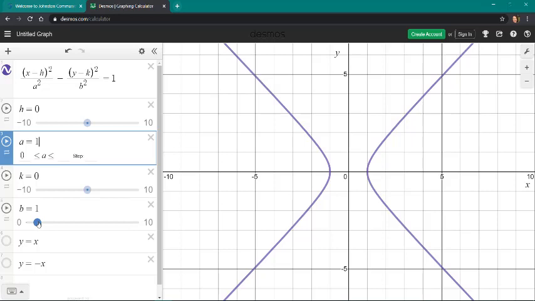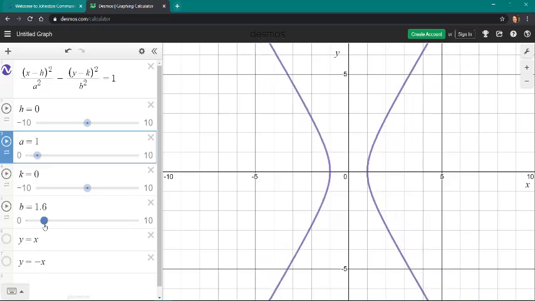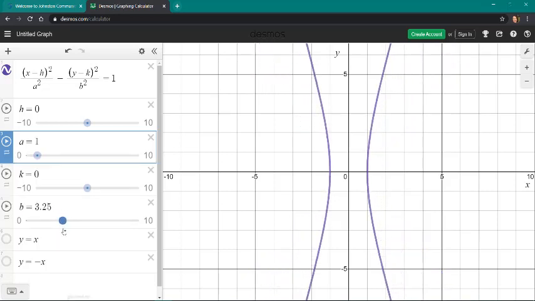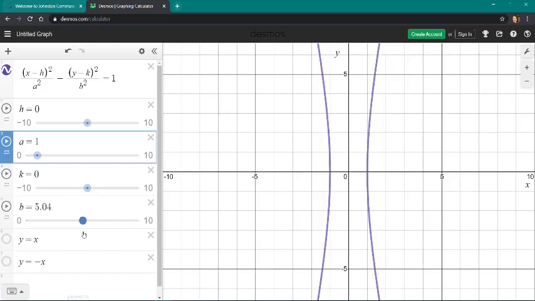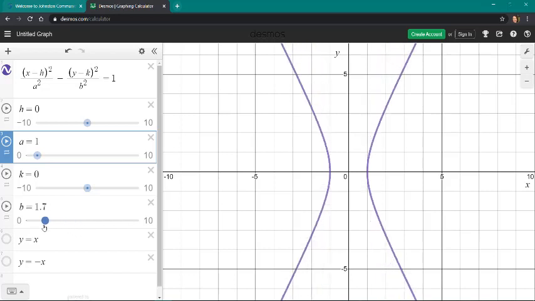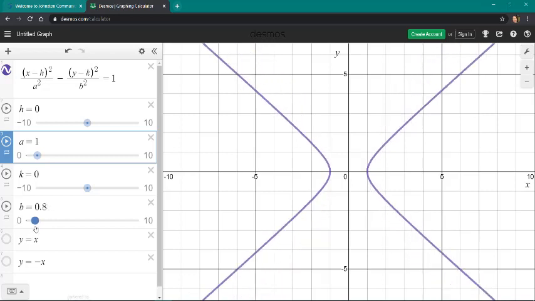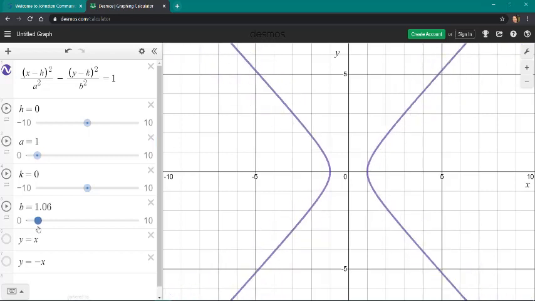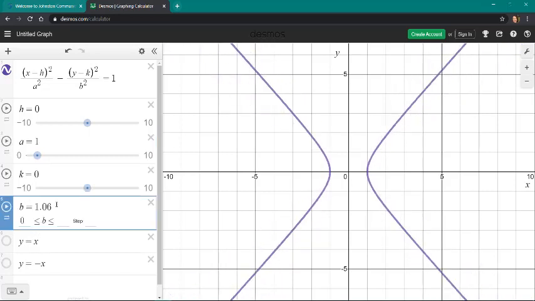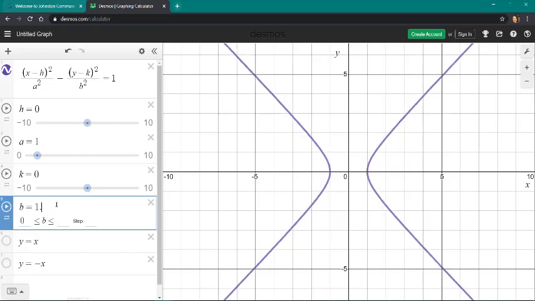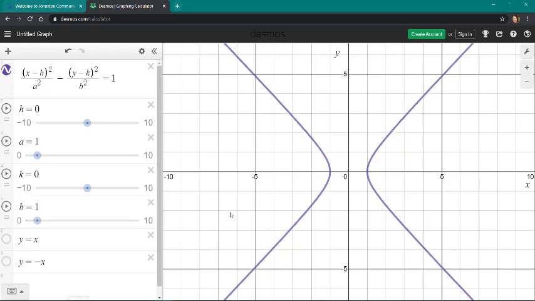And let's consider what happens with b. So as I slide b along, we see it's not changing the location of the vertices, but it is having an impact on the curvature. All right, so we're exploring, and I encourage you to explore in great detail how to do these and let Desmos help you with your understanding.